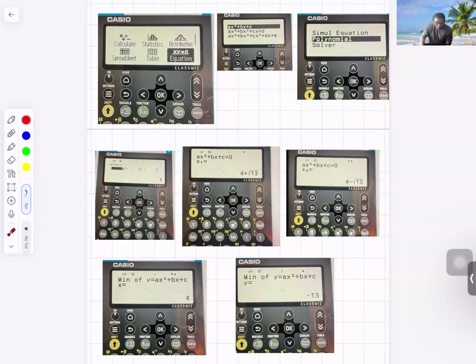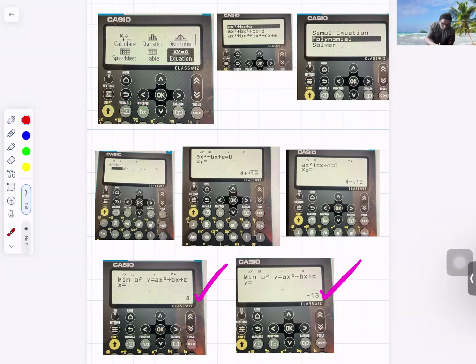Let me quickly show you how to get that minimum point of 4 and -13 on the calculator. Because it's paper 3, you are allowed calculators, and in case you don't know how to complete the square, your calculator will give you that minimum point.